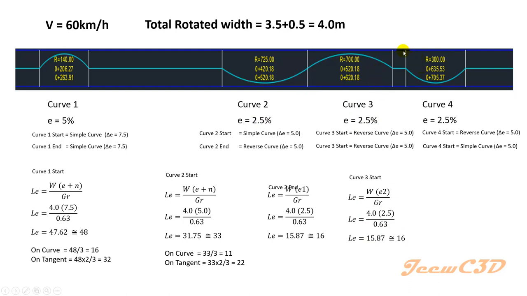So again, you have another reverse curve here. So curve 3 end and curve 4 start. So you can calculate this on your own and see what values you get. And this curve 3 end would be a reverse curve with a short tangent, and curve 4 start will also be a reverse curve with a short tangent. And curve 4 end, this side would be another simple curve, because you have the curve and you have a long straight.